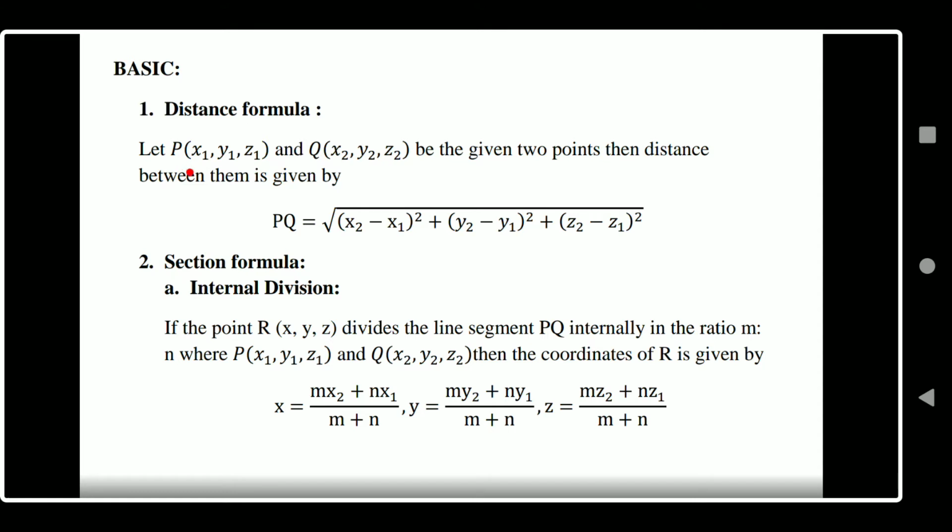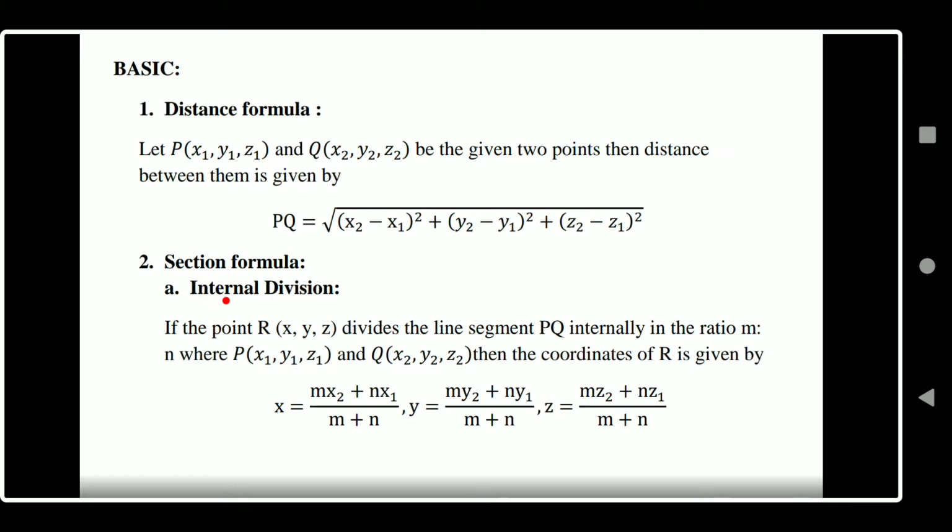Let P and Q are 2 points with coordinates x1, y1, z1 and x2, y2, z2. Then the distance between these 2 points is given by the formula PQ equal to under root x2 minus x1 bracket square plus y2 minus y1 bracket square plus z2 minus z1 bracket square. Okay. Second one is section formula.